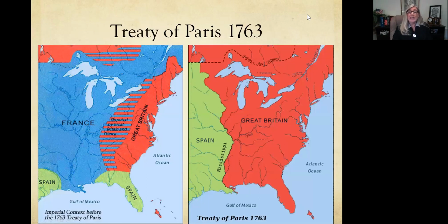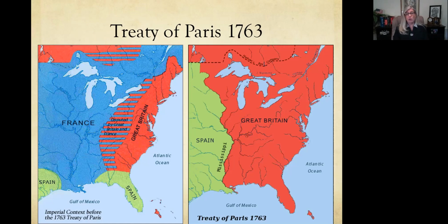The treaty that ends the war, so the French lose the war, the British are going to win, and the outcome, the negotiated settlement, is called the Treaty of Paris. And here are the provisions in the Treaty of Paris.